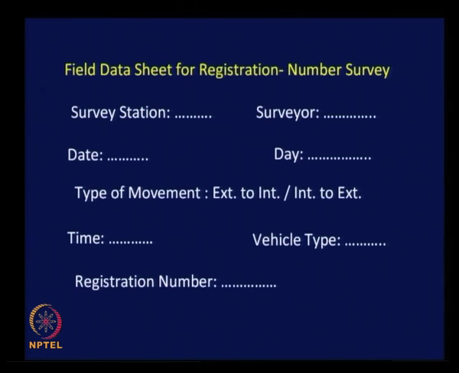Suppose you do not want to stop the vehicles at all, and there is a situation where you will not be able to stop any vehicle for some reason. Then try to have some compromise, still have a count of all the vehicles crossing your station. So you can note down the registration number of the vehicle, type of vehicle and direction of movement, and then try to get the kind of information that you are looking for. The information to be recorded here is survey station, surveyor, date, day, type of movement: external to internal, internal to external.